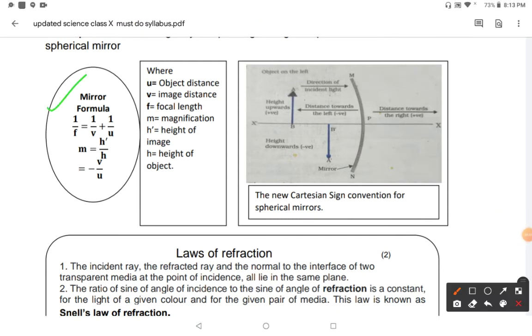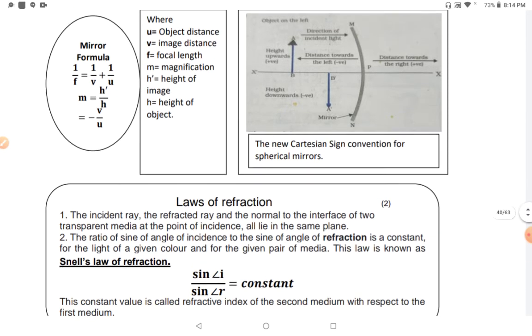The mirror formula is 1 upon F equals 1 upon V plus 1 upon U, where U is the object distance, V is the image distance, F is the focal length. And in the form of magnification, what is its formula? M equals H dash upon H, or M equals minus V upon U. You can use these formulas for calculating the numericals. H dash is the height of the image, M is called magnification, and H is the height of the object. Magnification means the comparison of how much shorter or longer the image is compared to the object. So magnification is used in this way.